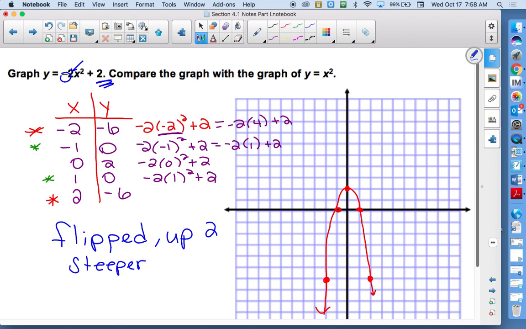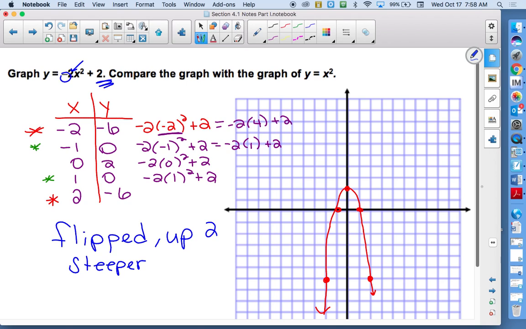So your homework 3 to 17 odd, you'll be making a little graph like this, and then you'll just be comparing it to the original graph. So what's different? Well, this one flipped, it moved up, it's steeper. So those kind of words that you'll be using to describe the two graphs. Questions?